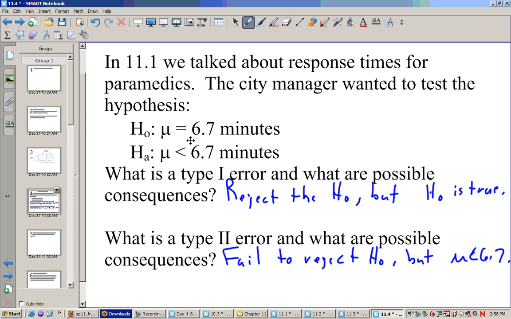So what the city manager would probably do is put more pressure on them to continue to reduce their times, even though they've already reduced them. I don't see any major consequences of that, other than that they just get faster and faster.